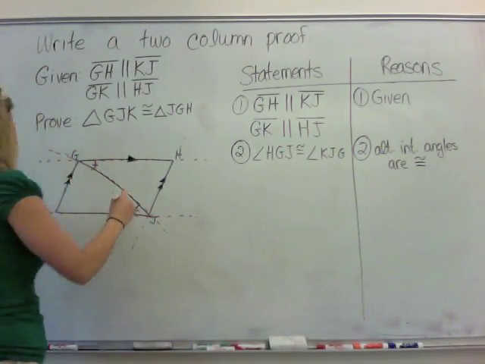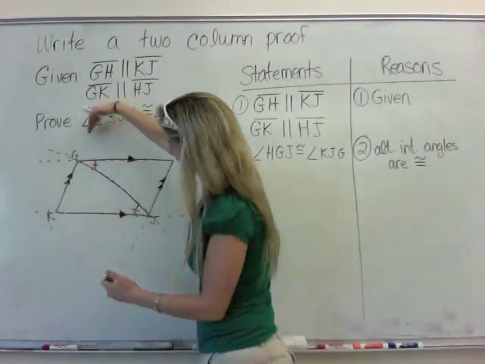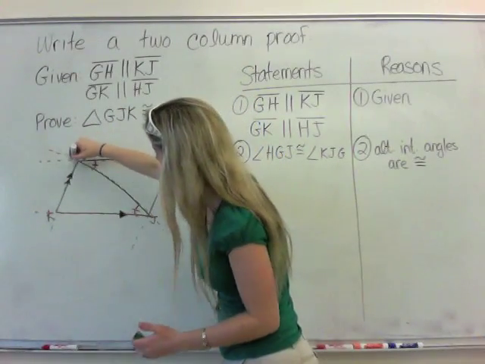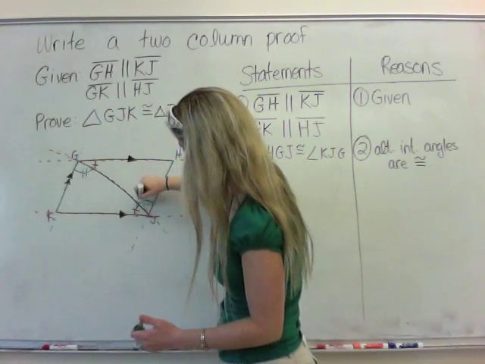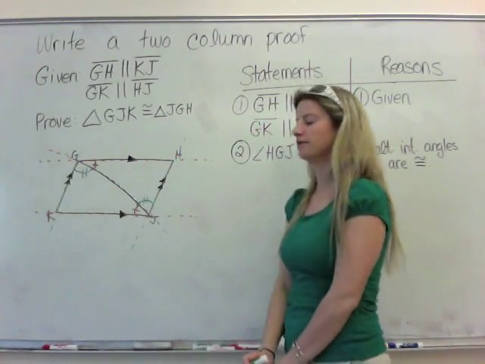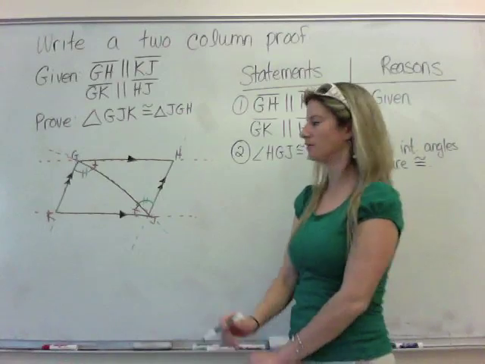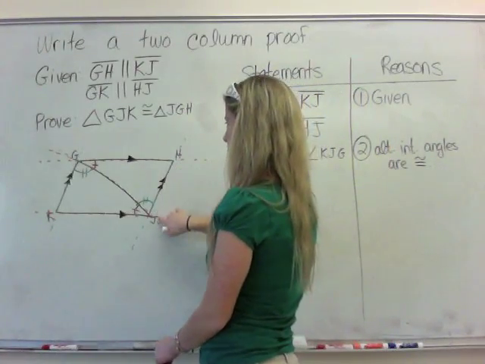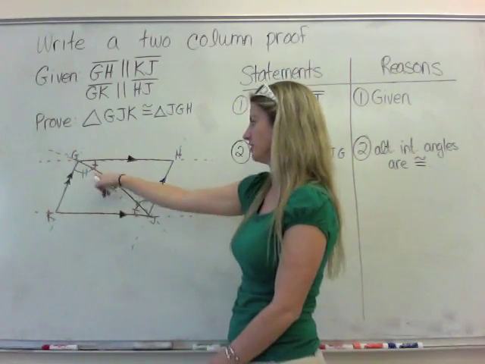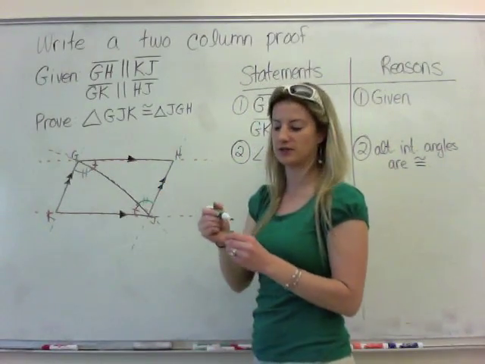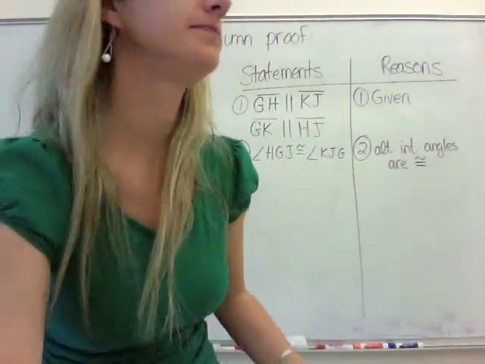And what are you noticing right now? You've got this line, you've got this line, that's the transversal. Now look at this. Those are alternate interior angles now. Those two angles, angle HJG and angle KGJ, are alternate interior angles, so they're going to be congruent. So that'll be our next step.